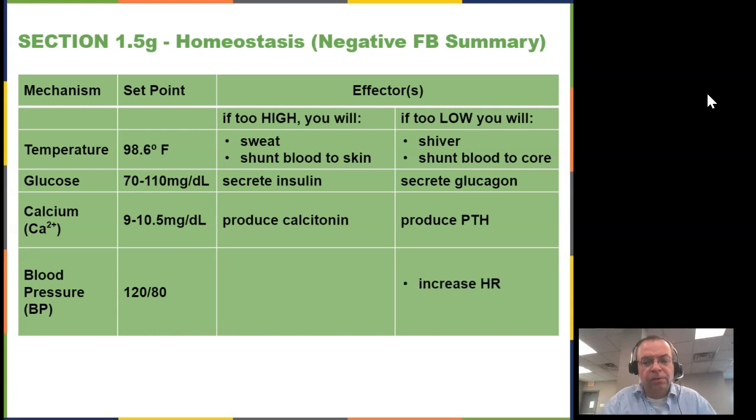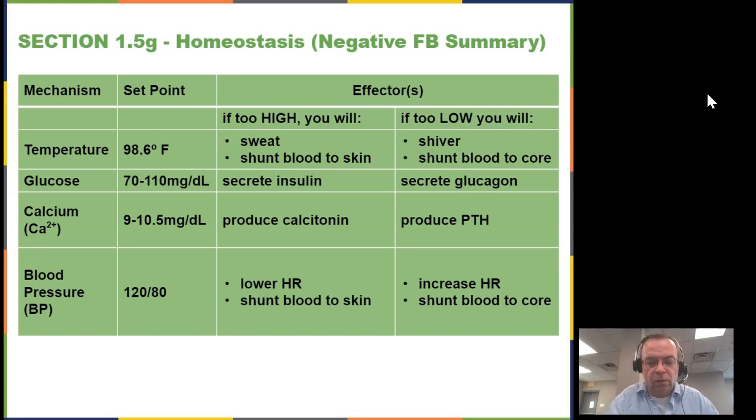So when your blood pressure is too low, you're going to jack up your heart rate and you're going to shunt blood to your core, thereby looking pale. Whereas when your blood pressure is too high, your heart rate's going to drop and you're going to shunt blood to your skin, thereby causing your skin to look red or flushed.